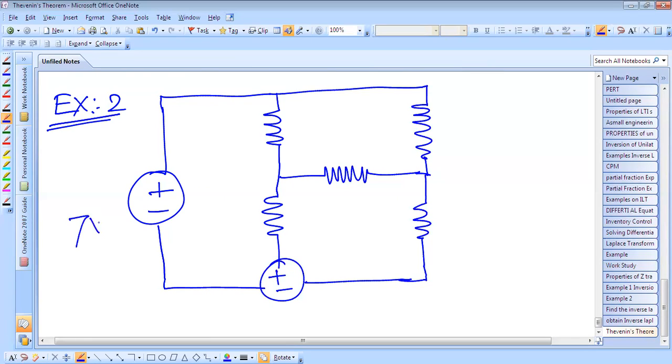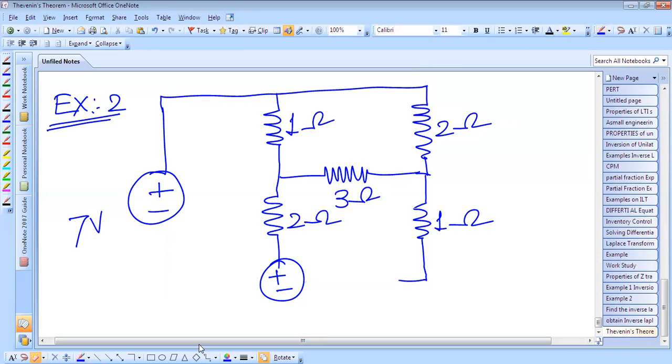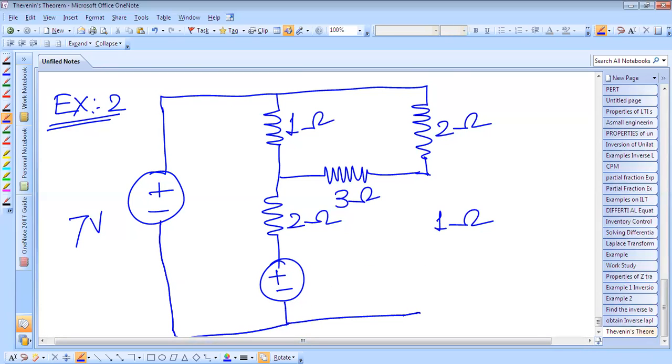Okay, so this voltage source is 7 volt, and this is 1 ohm resistance, 3 ohm, 2 ohm, 1 ohm, and 2 ohm resistors. And this is a 6 volt battery.